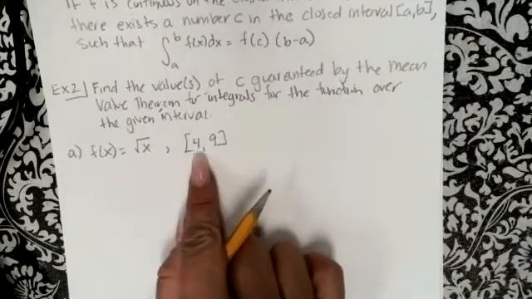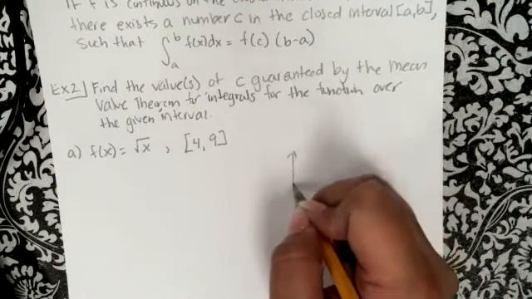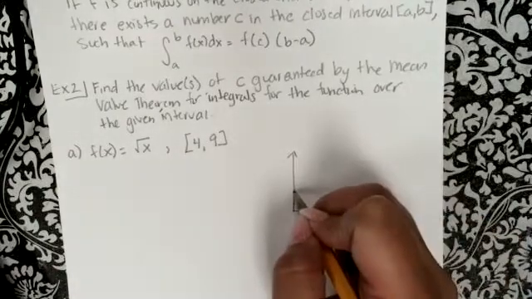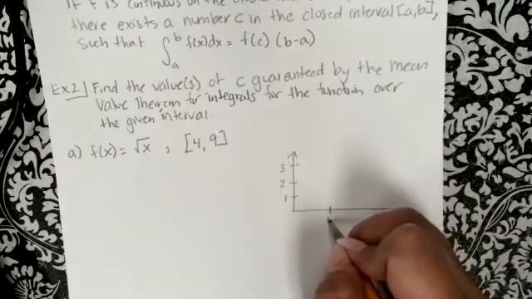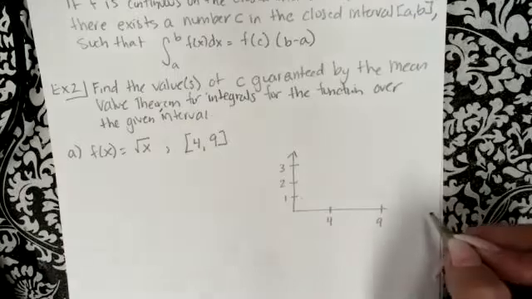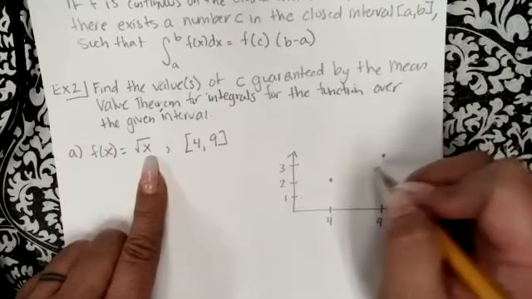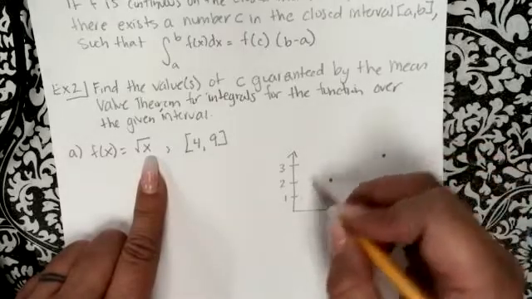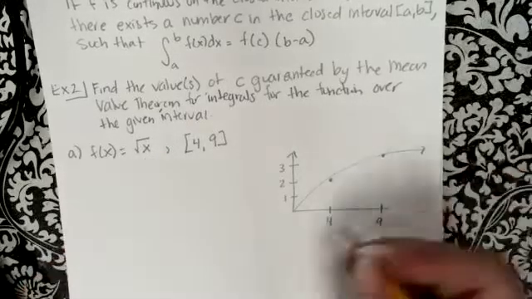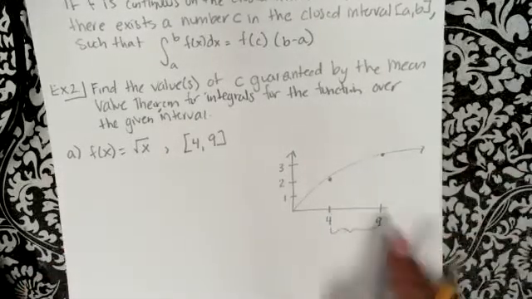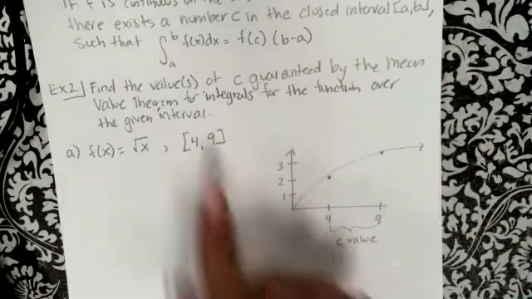So there's the function and there's your boundaries. I'm going to go ahead and graph this just to see what it looks like. I only care about 4 and 9. The square root of 4 equals 2. The square root of 9 equals 3. And I know that this is a curve that looks like this. But the c value is going to be between 4 and 9, because we're only looking at that domain.